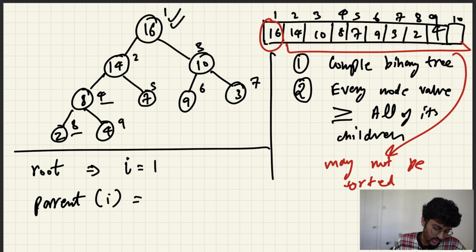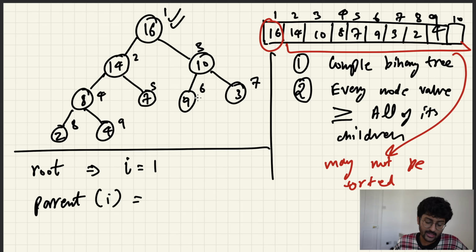Can you see that if the index is I, the parent is I divided by 2? What? 9 divided by 2 is the integer number 4, because it's 4.5, so 4. 8 divided by 2 is 4. 4 is the root. So 4 is the parent. Take any example. Index number 7: 7 divided by 2, integer value 3. 6 divided by 2, 3. So the parent index of 6 and 7 is going to be equal to 3.